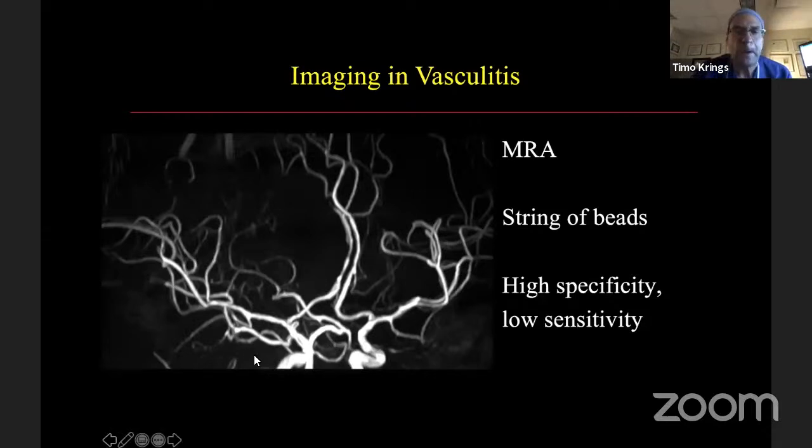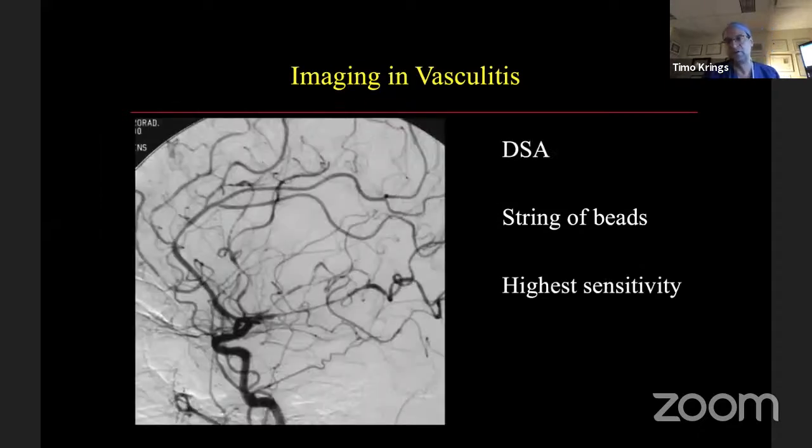And then you'll have to look for a beaded appearance of your blood vessels. So if you look at this ACA on the right side in this pediatric patient, you will see that there's narrowing, dilatation, and narrowing that indicates this patient's vasculitis. And then on the digital subtraction angiography, you can see very nicely this beaded appearance, not only here in an MCA vessel with this pearl on a string sign, but also here within this vessel with a sausage on a string sign, where you have narrowing, dilatation, and narrowing.